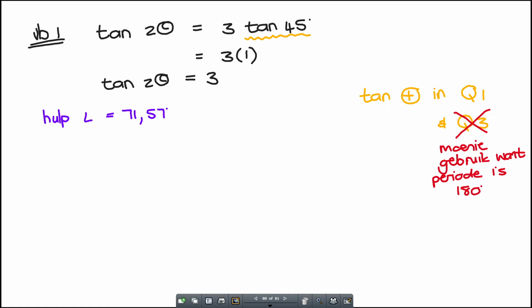You can write it in different wording. I'm just saying don't use quadrant 3 because the tan graph's period is only 180 degrees. Okay, so we know we must work in quadrant 1.